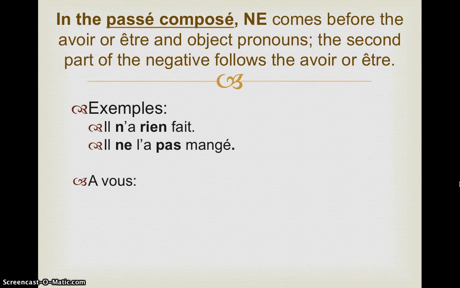The ne comes before the helping verb, the avoir or être, and again, any object pronouns that there may be. The second part of the negative comes after the avoir or être, so you do not include the past participle within the negative expression. For example, il n'a rien fait, il ne l'a pas mangé.